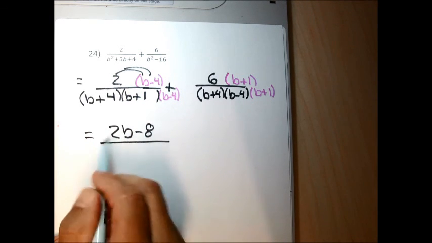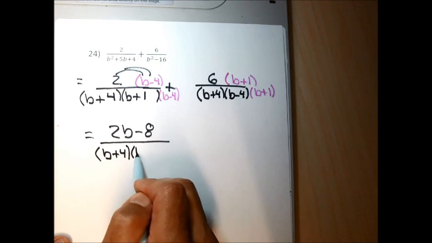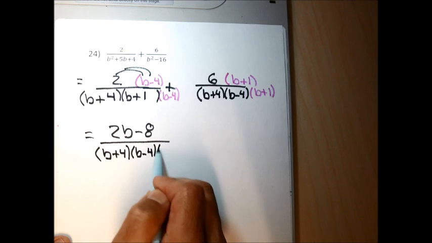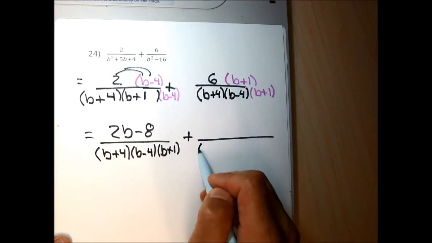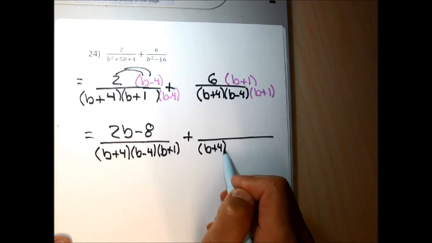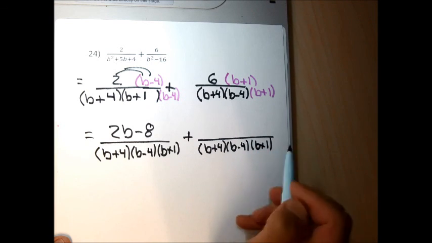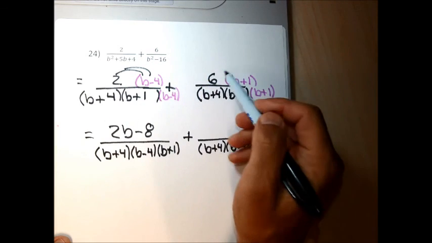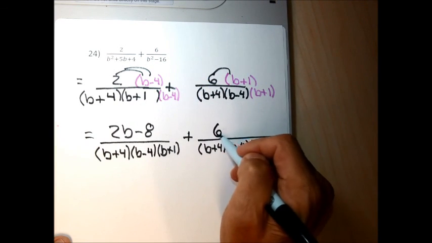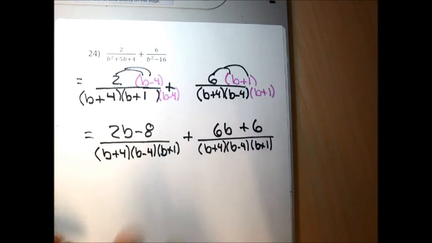And then I'm going to write my left and right denominator in the same order. And it really doesn't matter. As long as you have the 3 factors, it doesn't matter the order that you write them in. I just chose this for my order. But as long as you have a b plus 4, a b minus 4, and a b plus 1, the order is not a deal breaker here. So I multiplied out the first numerator. I'm going to multiply out the second numerator by going 6 times b, which is 6b, 6 times 1, which is plus 6. Both denominators have the same 3 pieces in the same order.